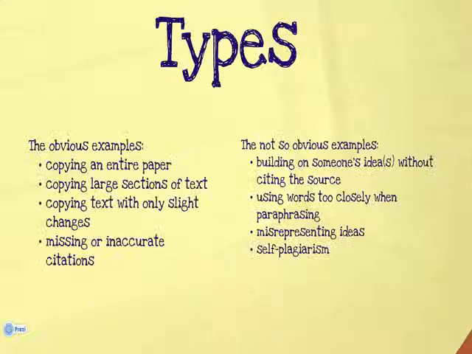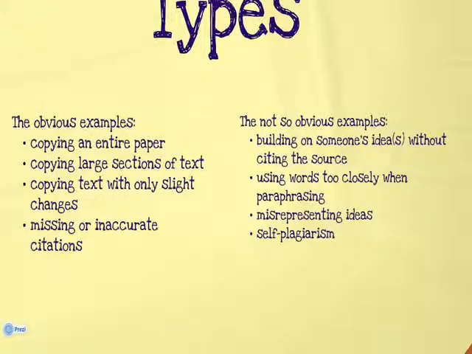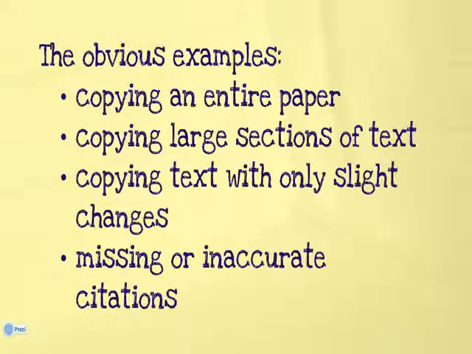So, particularly then, there's a couple different types. Some obvious examples would be copying an entire paper, downloading it or purchasing one from the internet, or taking it from another student or a past student. Copying large sections of text, so copying and pasting things from the internet or from articles without a proper citation. Copying text with only slight changes, so maybe we make an attempt to paraphrase, to alter it, to make it our own, but if we don't make significant changes to the wording and the sentence structure, that would still be considered plagiarism. Missing or inaccurate citations. If we don't cite something at all, we don't give that credit, or if we do it inaccurately, that can be plagiarism as well.